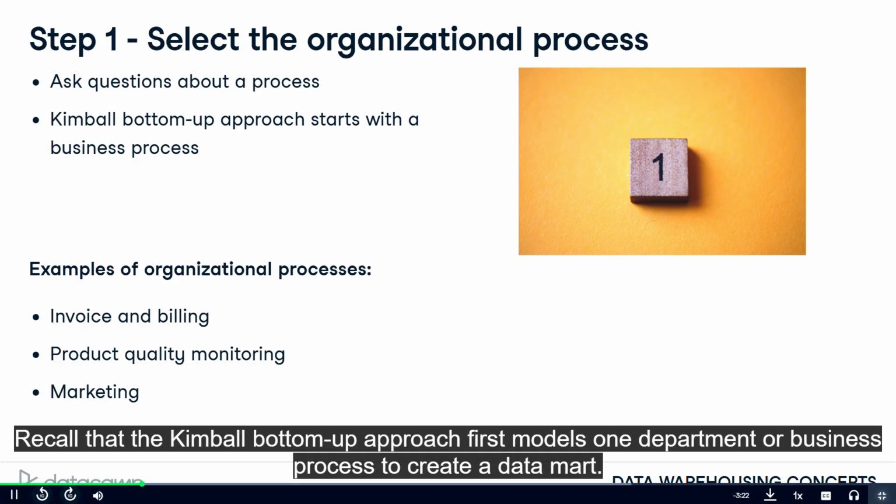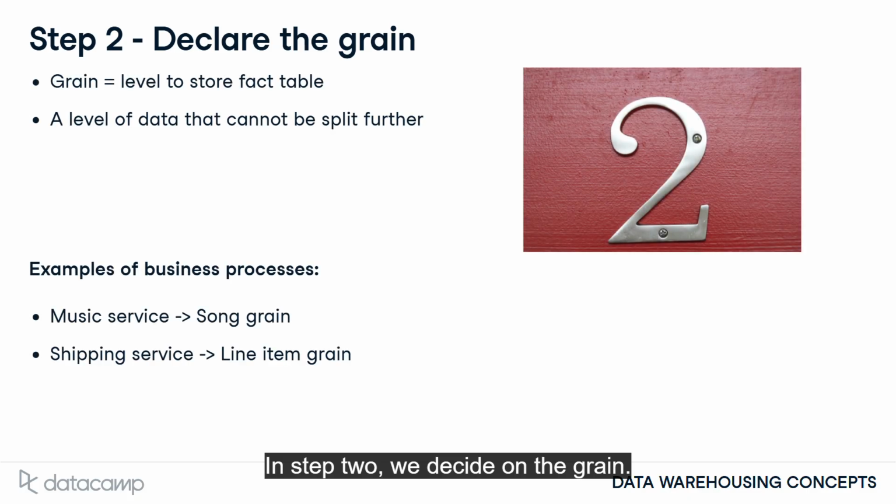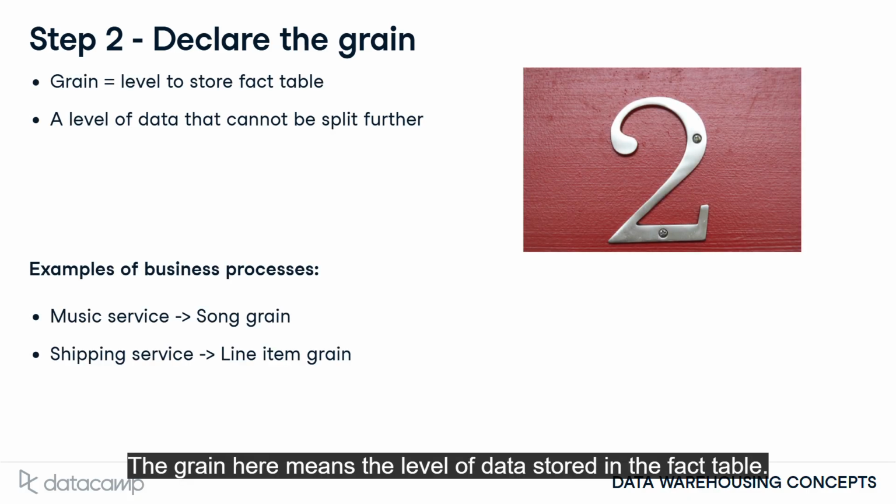In step 2, we decide on the grain. The grain here means the level of data stored in the fact table.